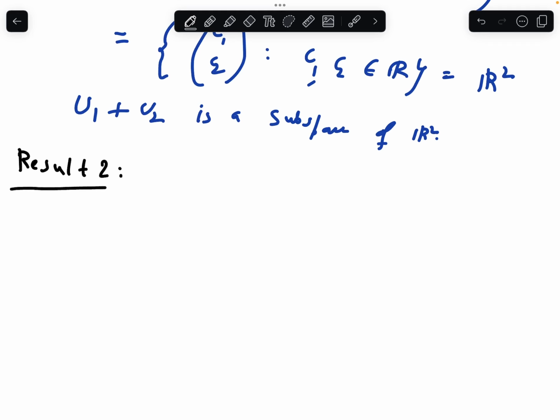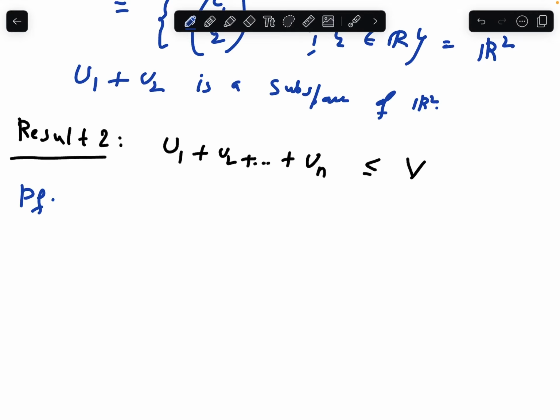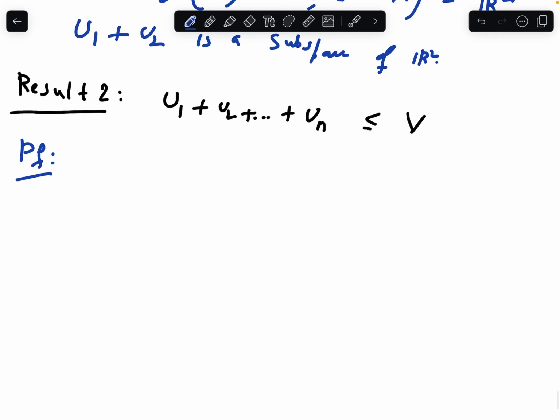So this is result 2 of the day. The sum u1 plus u2 plus dot dot dot plus un is a subspace of V. Let's prove it. How do we prove it? First, we have to show that it is closed under addition. Let's show that.